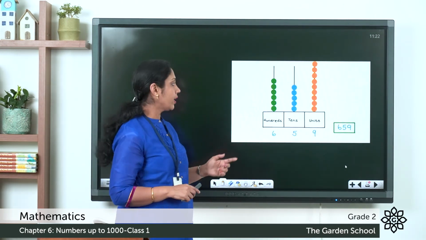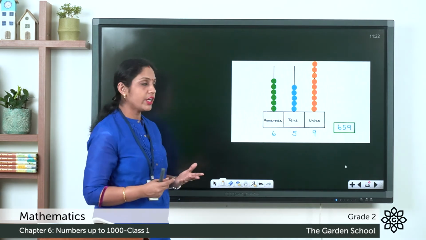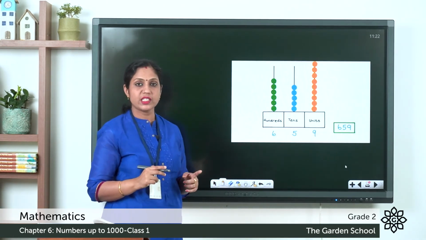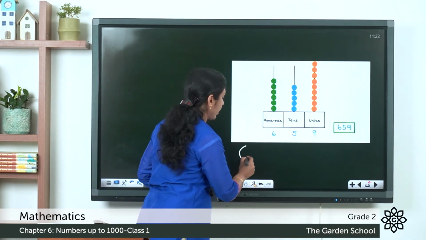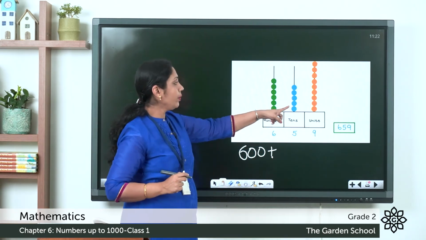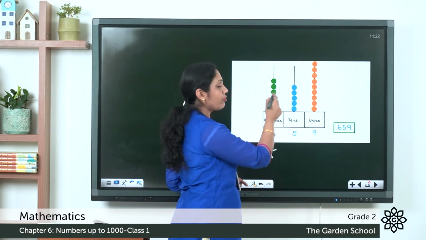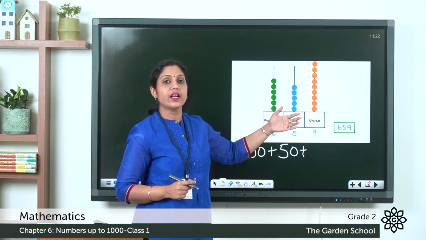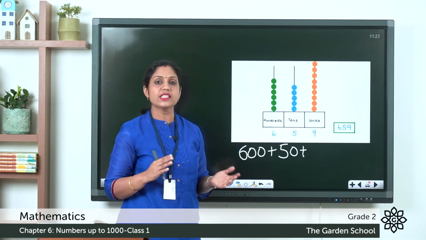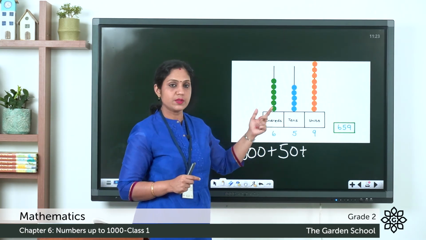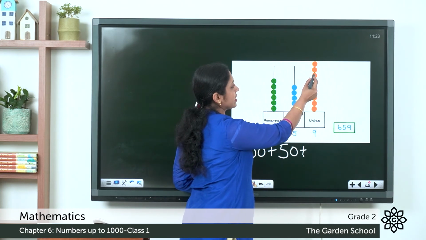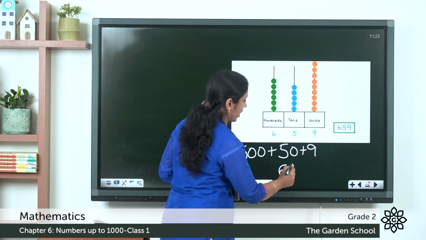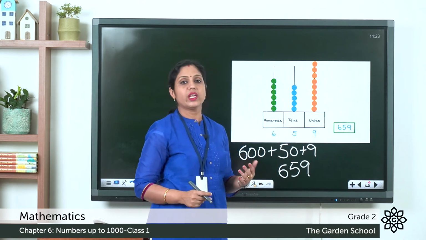Here also you can see an abacus, and in the hundreds place, how many beads are you able to see? 1, 2, 3, 4, 5, 6. So 6 beads are there in the hundreds place. So 6 hundreds makes 600. So write 600 plus how many beads are there in the tens position? 1, 2, 3, 4, 5. 5 tens makes 50, plus how many beads are there in the ones position? Here you can see that it's written units. Units and ones are the same. So how many beads are there in the ones position? 1, 2, 3, 4, 5, 6, 7, 8, 9. So there are 9 beads. So write 9. And what is the answer? 659. So by looking at the abacus, we can write the numbers in this way.